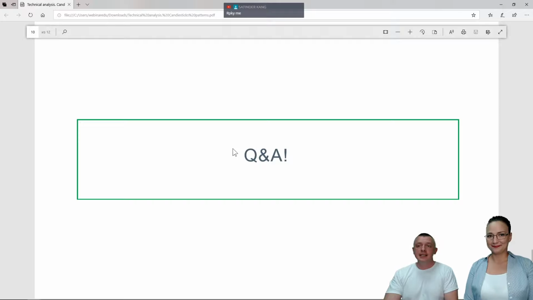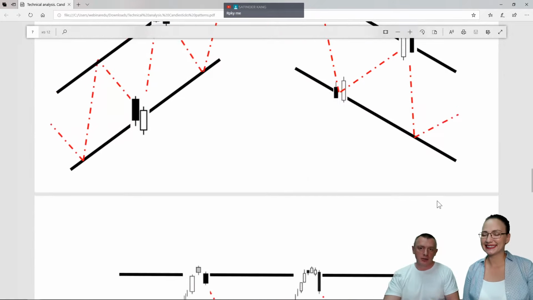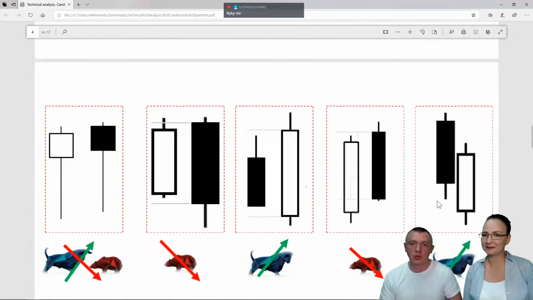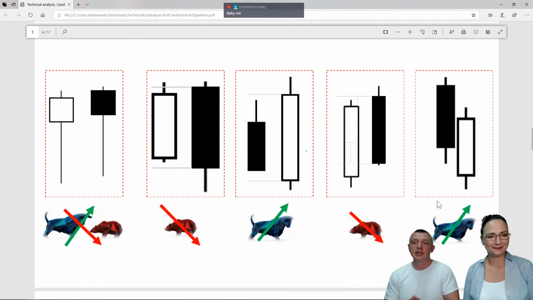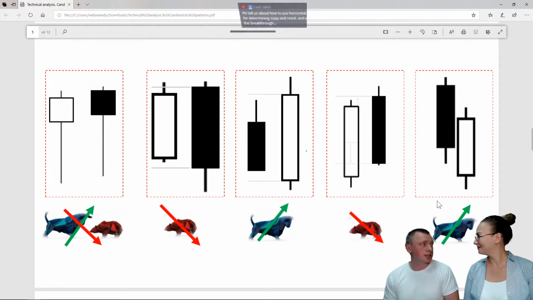Let's return back to this slide with different patterns. As you can see, my friends, you can use different candlestick patterns to trade, and this is no-indicators trading. We are not using any moving averages or any oscillators to trade. Here we are just using the charts and different combinations of candlesticks. Well, we are ready to answer questions, I guess.